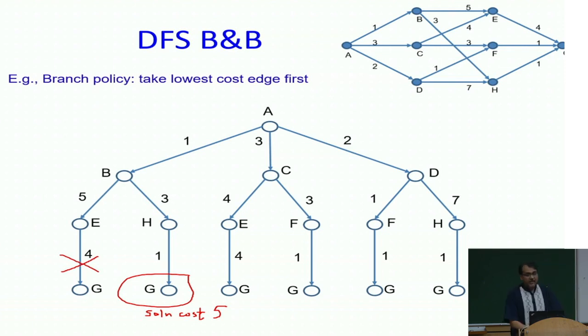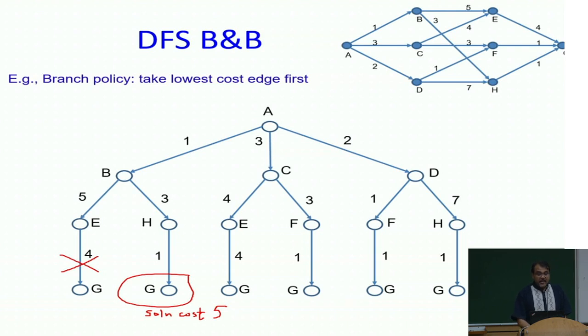As I backtrack, I come back to A and I want to assess D next. Now, can I prove that I will not find a better solution through D? What is my lower bound here? It is 2 plus 1, because my heuristic is only the lowest cost going forward. So, my bound is only 3, I can't prove anything. So, I have to go to D.